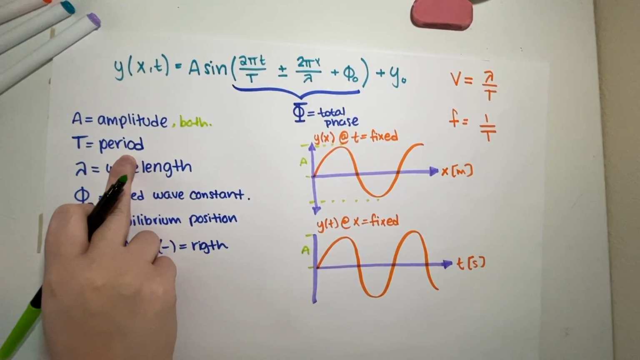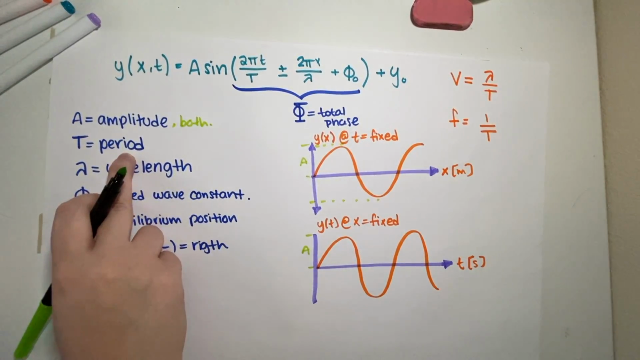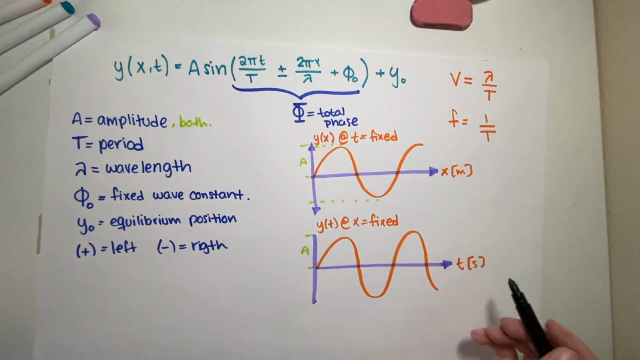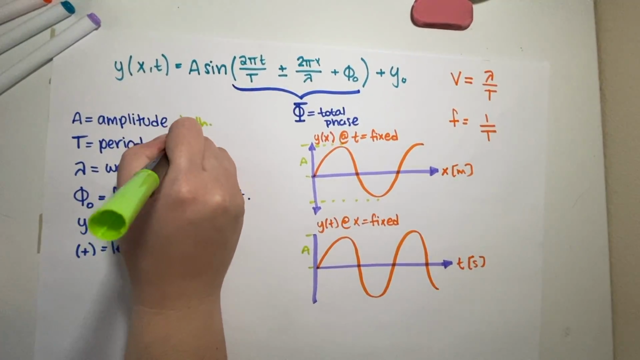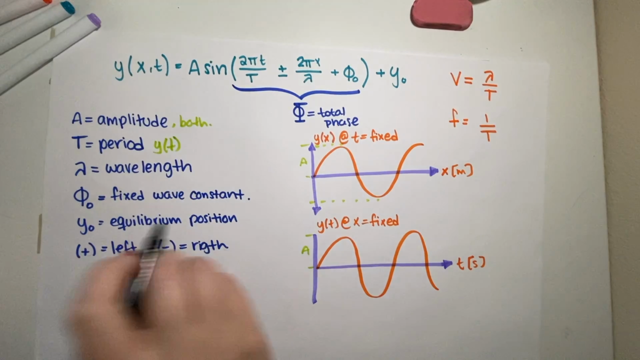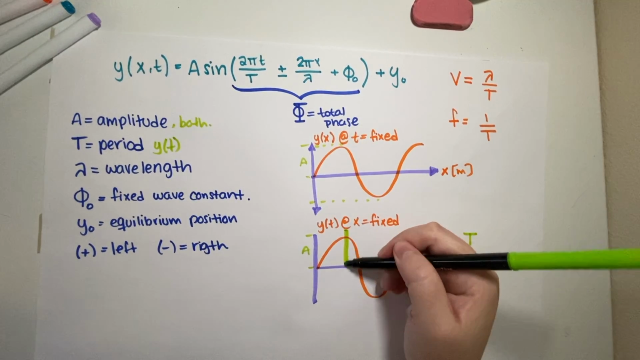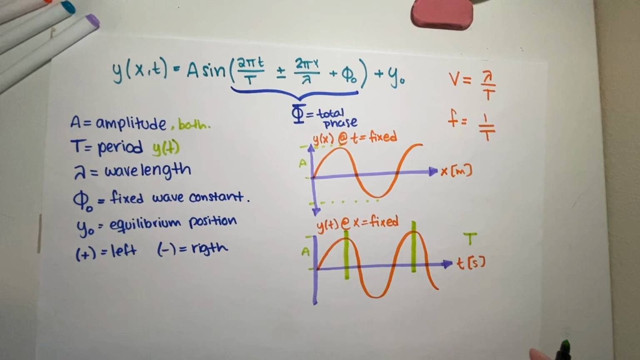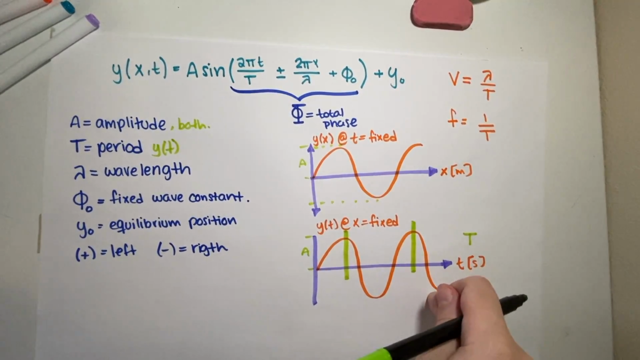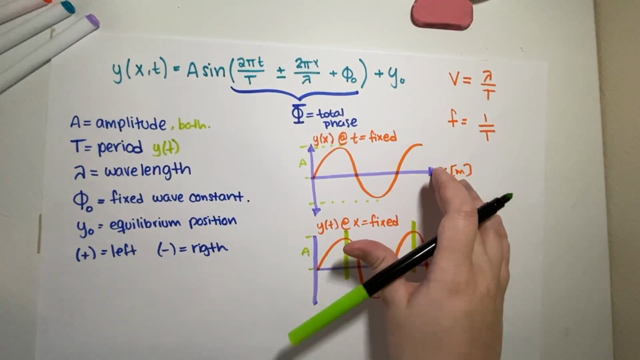Period is very important because period is how many seconds it takes for your wave to go up and down and then up again. So your period you can only get from a y of t graph with x fixed. This delta t would be equal to the period, but only from this graph. A lot of students, if they're only given this graph, would try to get the period from it, but this isn't seconds, this is meters, right?